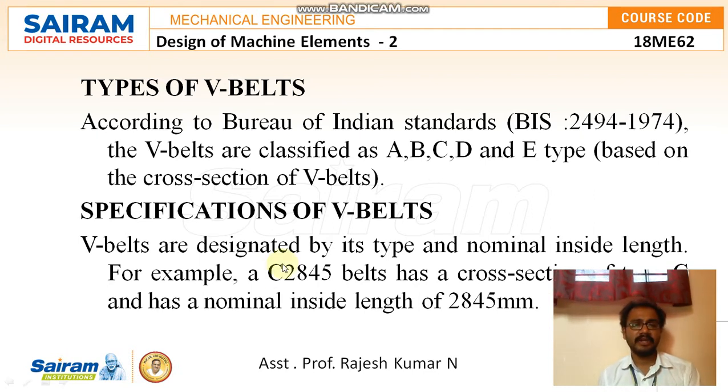And moving to the specification of the V belt, the V belts are designated by their type and nominal inside length. For example, a C2845 belt has a cross section of type C and has a nominal inside length of 2845 mm. So this is how the belt name is specified.